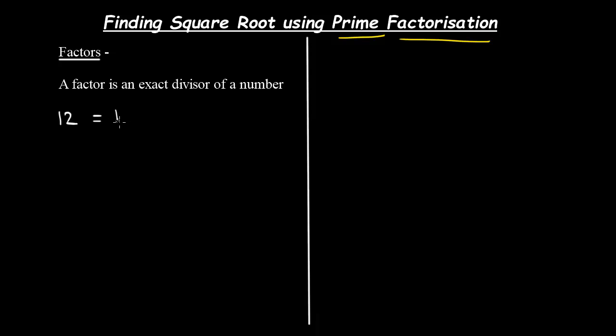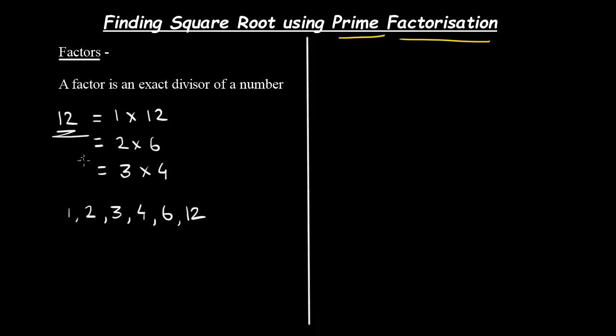12 can be written as 1 multiplied by 12. The second way in which you can write it is 2 multiplied by 6. You can also write it as 3 multiplied by 4. There is no other way in which you can write 12 as a product of two positive integers. So this means that 1, 2, 3, 4, 6 and 12 are factors of 12. So now that we know what factors are, let's move on to the second concept.